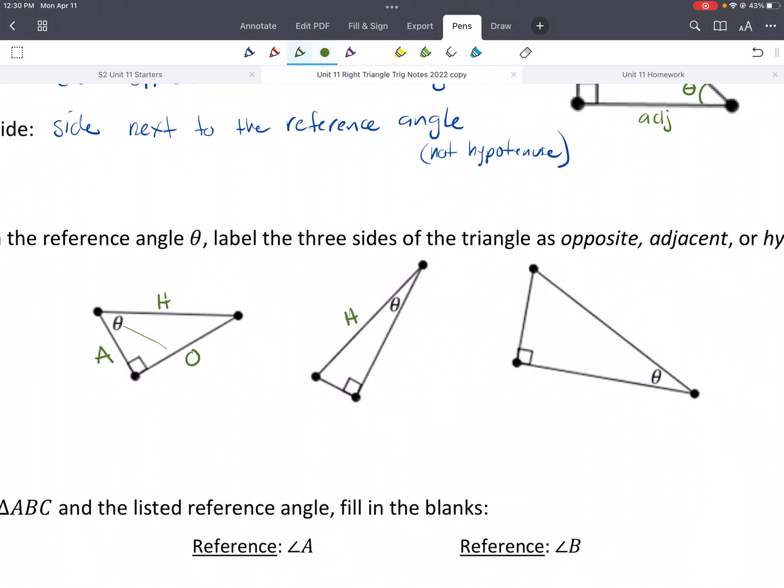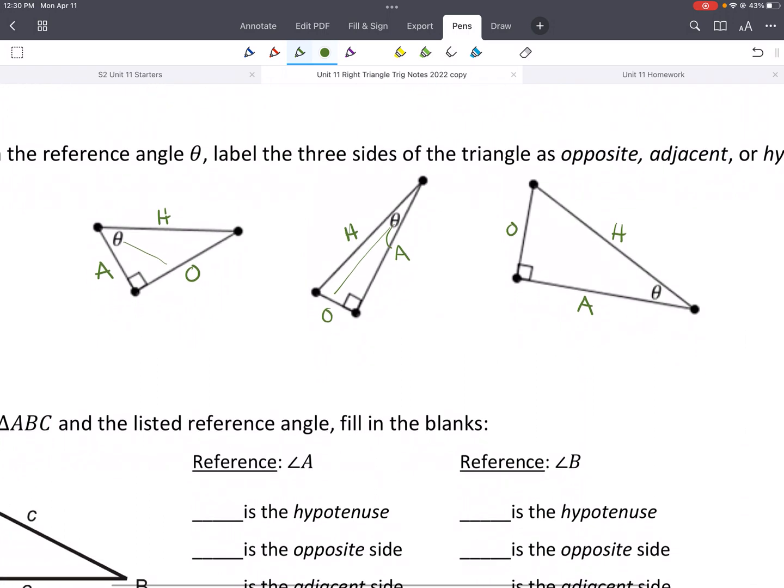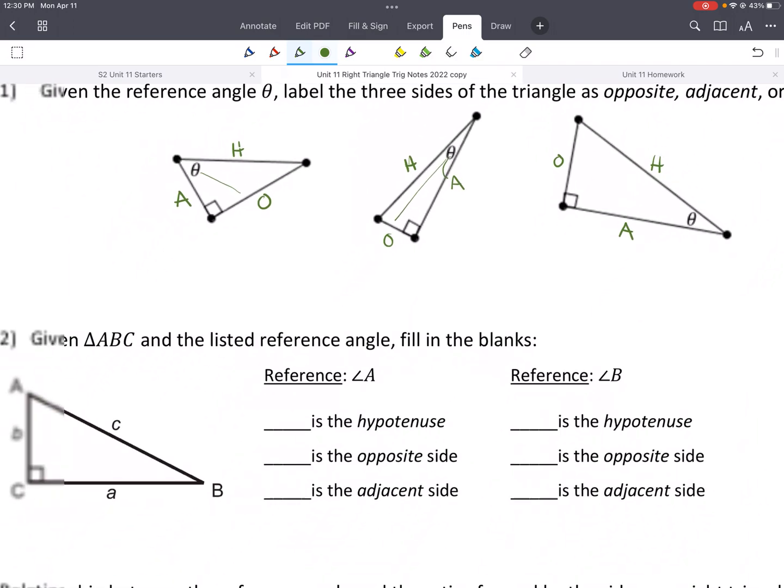Hypotenuse, opposite, adjacent. Okay? And we're going to need that, so make sure you are strong with that. If you have questions, please let me know.